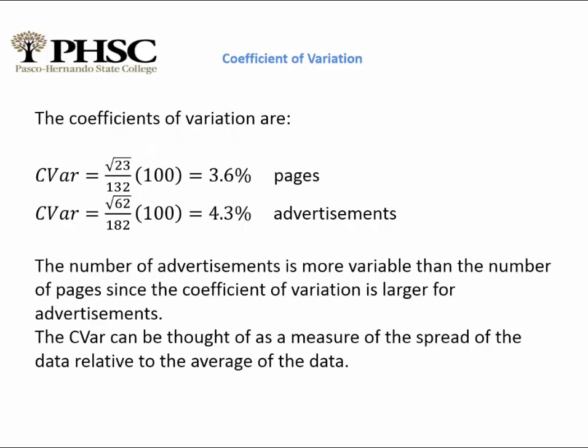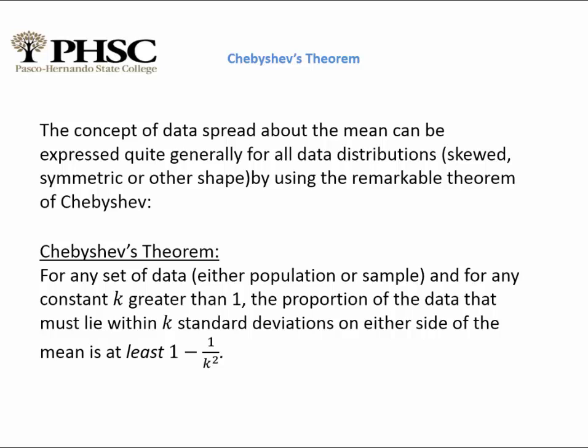So here we have the square root of 23 divided by 132 times 100, which is 3.6 pages, 3.6% in pages, if you will. The other one is 4.3%. The reason we had to do the square root is because they gave us the variance. So the number of advertisements is more variable than the number of pages, since the coefficient is larger for advertisements. So the coefficient of variation can be thought of as a measure of the spread of the data relative to the average of the data.